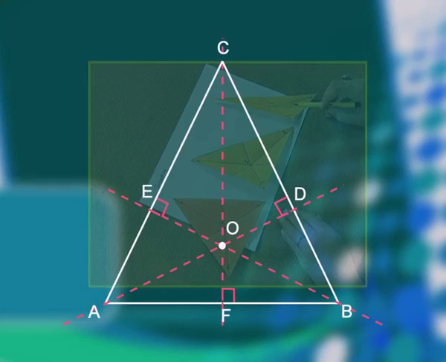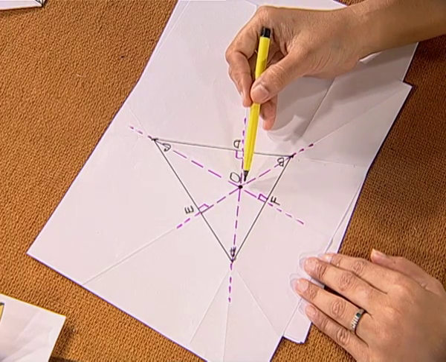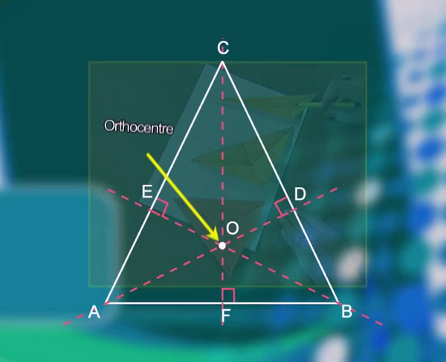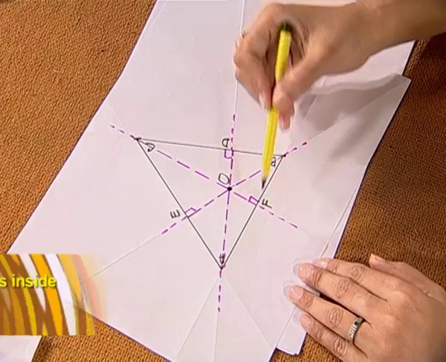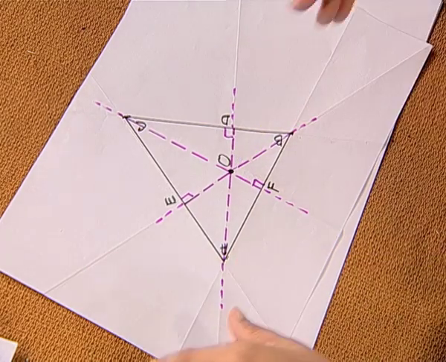Now let us see in this triangle ABC, where ABC is an acute triangle. AD is perpendicular to side BC, BE is perpendicular to side AC, and CF is perpendicular to the side AB. The 3 altitudes meet at a common point, which is called orthocenter. In an acute triangle, the orthocenter lies inside the triangle.